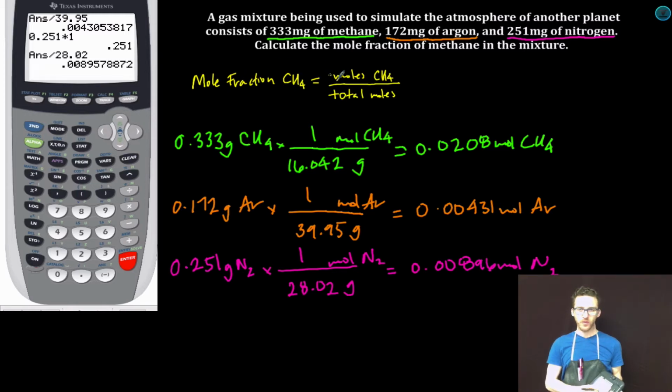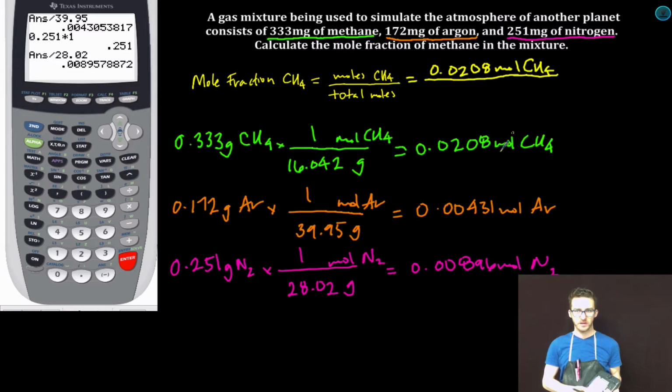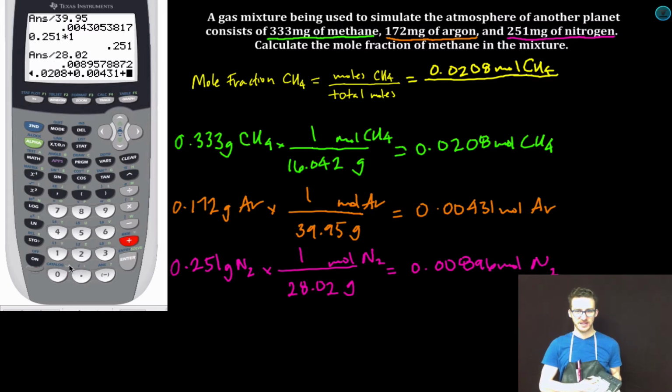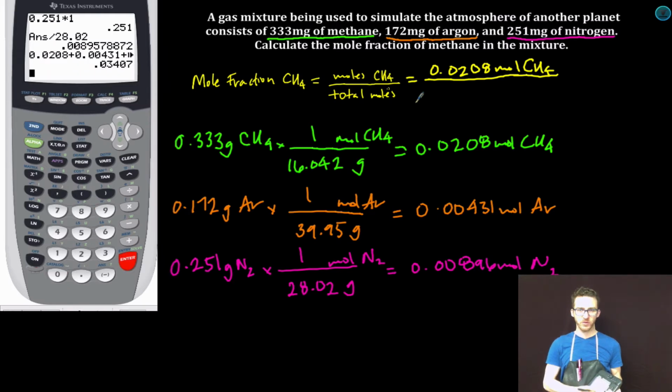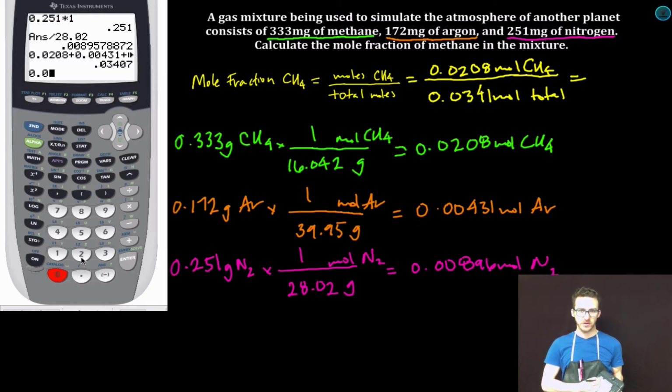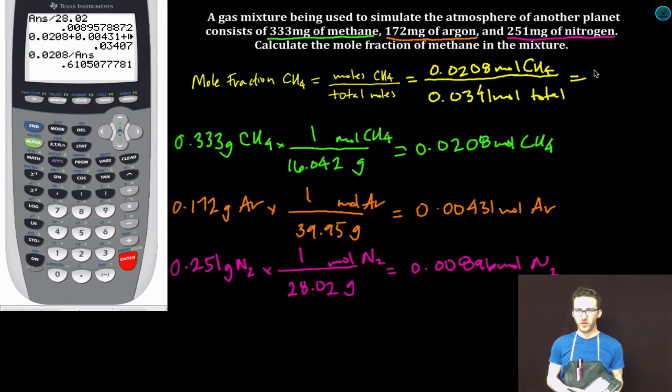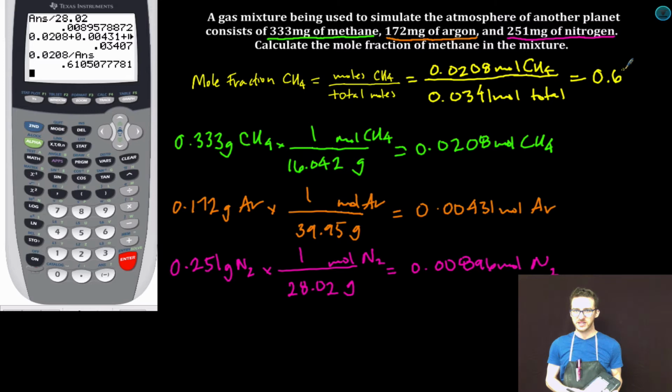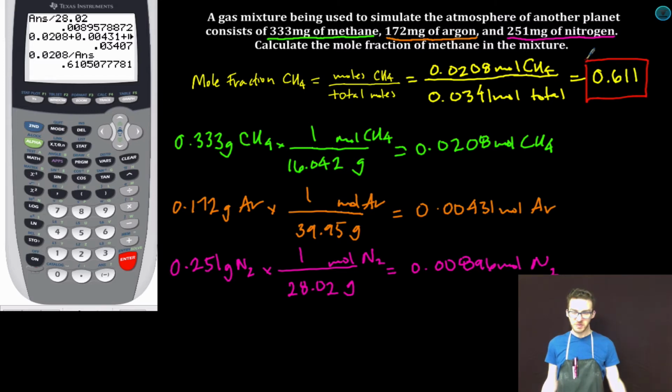All right, so if we want the mole fraction of methane, it's just going to be the number of moles of methane, 0.0208, over the total number of moles in the mixture. So 0.0208 plus 0.00431 plus 0.00896, enter. Our total number of moles in the mixture, 0.0341 moles. Which means our mole fraction, 0.0208 divided by our total number of moles, enter. Our mole fraction is 0.611. Boom. What does this mean? The majority of the pressure exerted in that mixture is going to come from the methane.